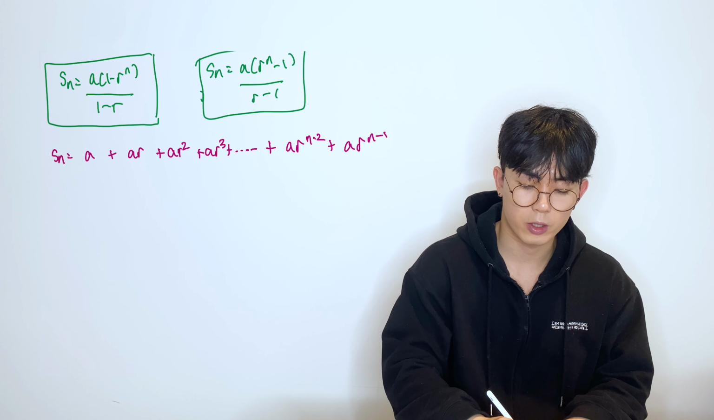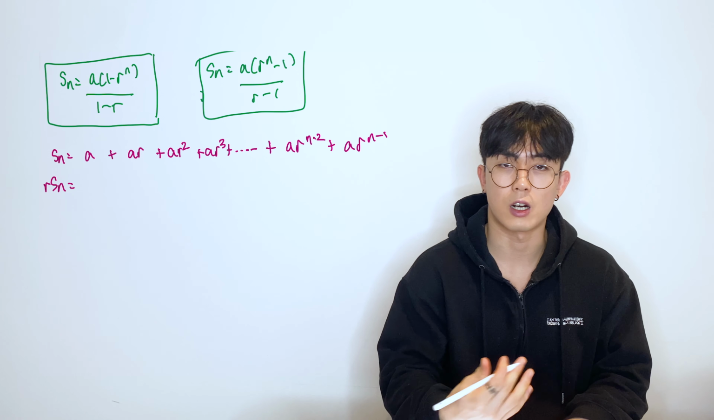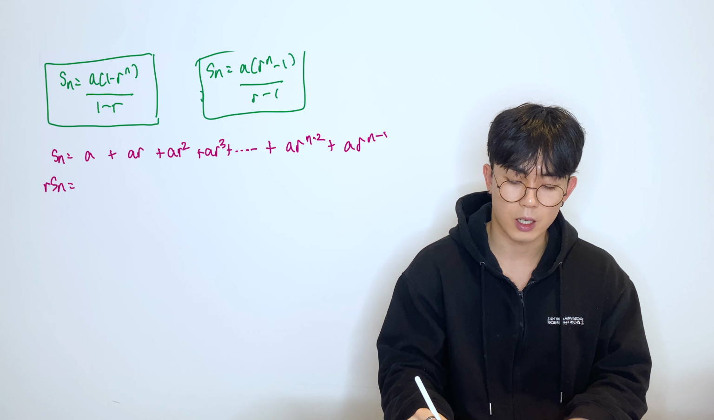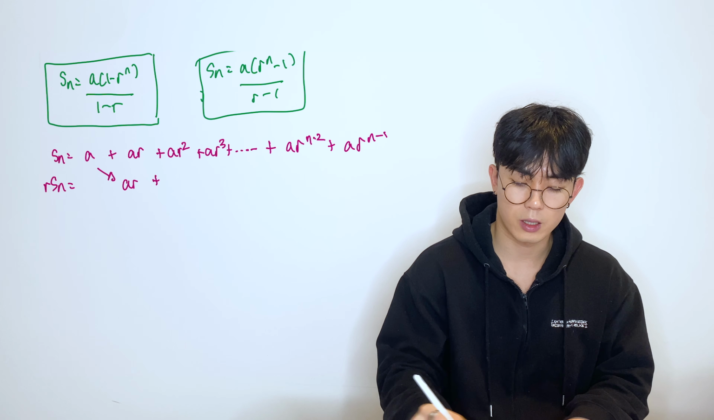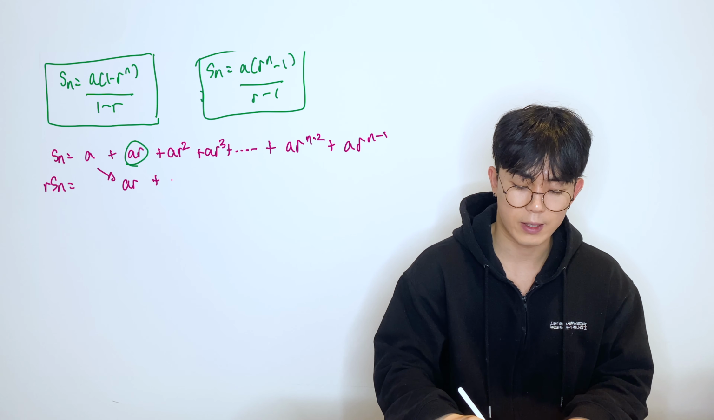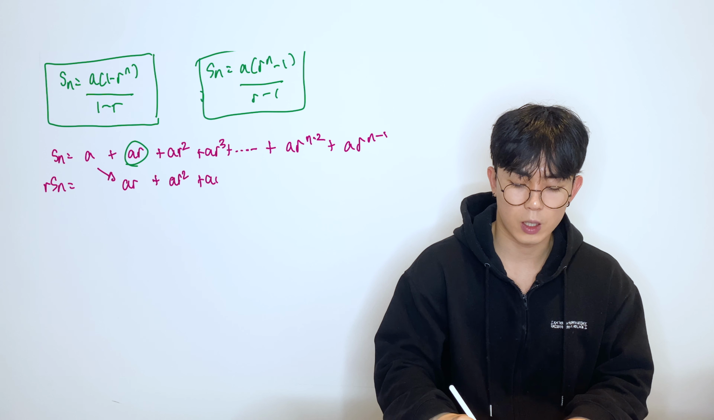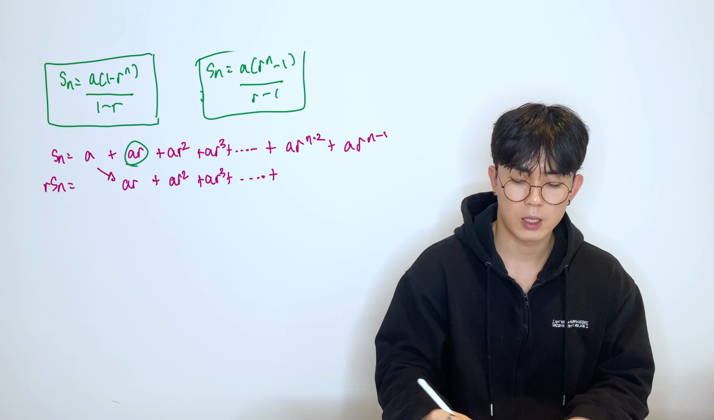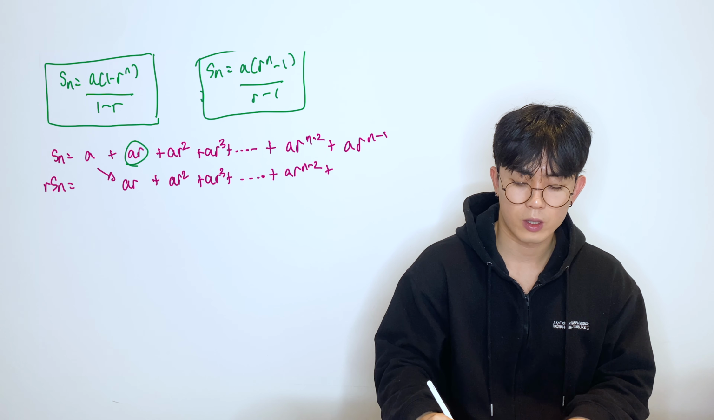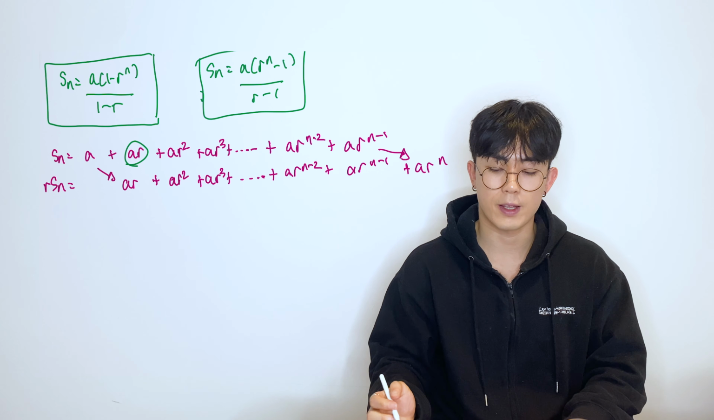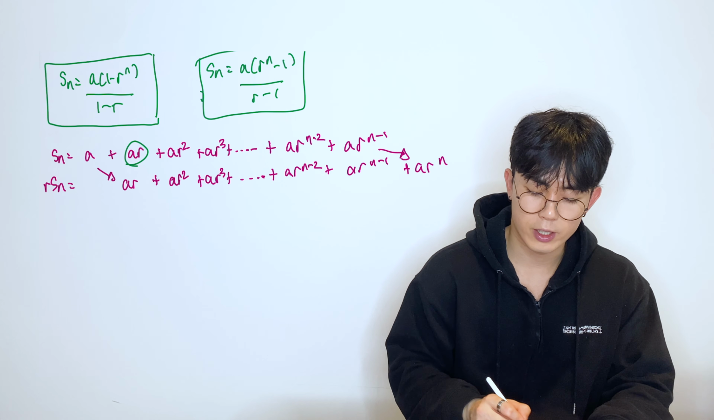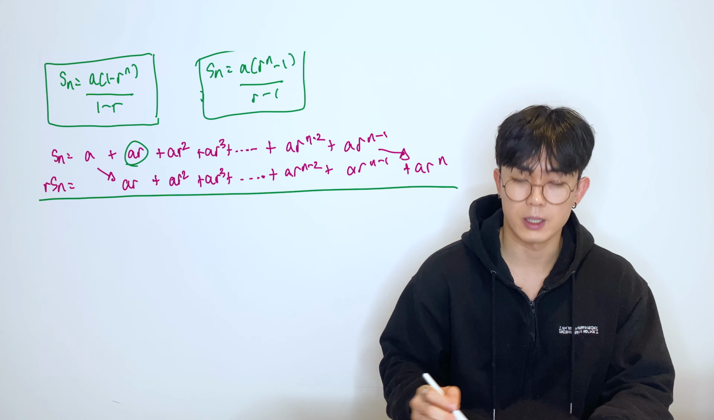Now, for the arithmetic one, we just rewrote it back to front, right? But for this one, what I'm going to do is times each term by r. So a times r would be equal to ar, which I'm going to write here. Ar times r will be ar squared, so I'm going to write that underneath as well, and so on, like this. And finally, if I times the last term by r, I'll be left with ar to the power of n. What we can do now is subtract one from the other.